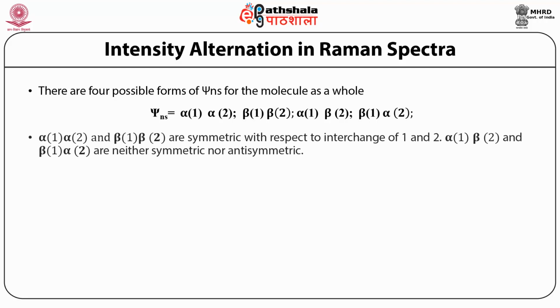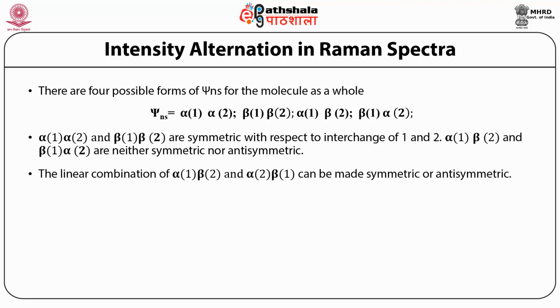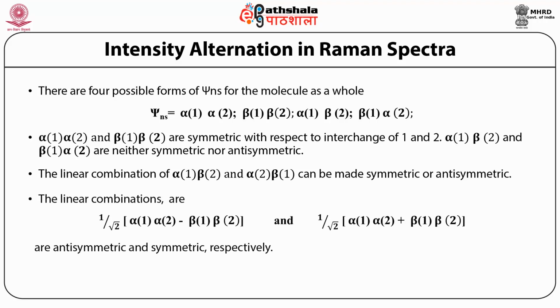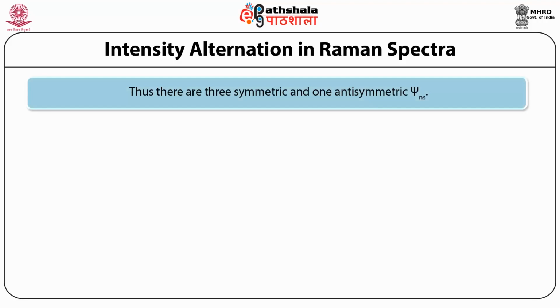Alpha 1 alpha 2 and beta 1 beta 2 are symmetric with respect to interchange of 1 and 2, while alpha 1 beta 2 and beta 1 alpha 2 are neither symmetric nor antisymmetric. The linear combinations of alpha 1 beta 2 and alpha 2 beta 1 can be made symmetric or antisymmetric. The linear combinations are 1 by root 2 (alpha 1 beta 2 minus beta 1 alpha 2) and 1 by root 2 (alpha 1 beta 2 plus beta 1 alpha 2). These are antisymmetric and symmetric respectively. Thus there are 3 symmetric and 1 antisymmetric psi ns.